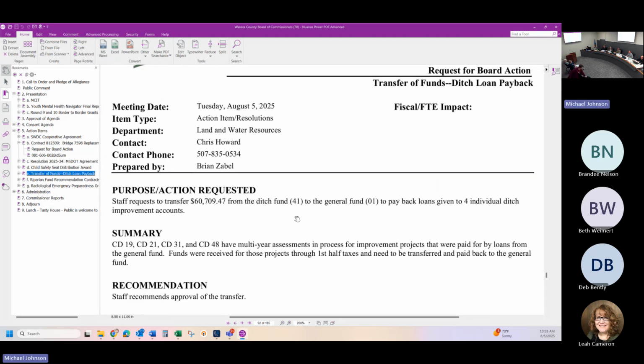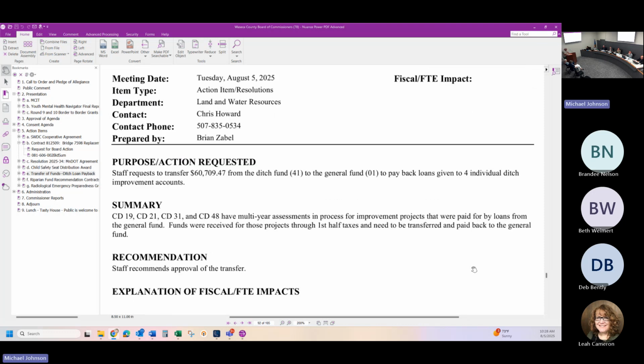Transfer of funds, ditch loan payback. Good morning. We're requesting to transfer $60,709.47 from the ditch fund, Fund 41, into the general fund 01 to pay back loans given to 4 individual ditch improvement projects.